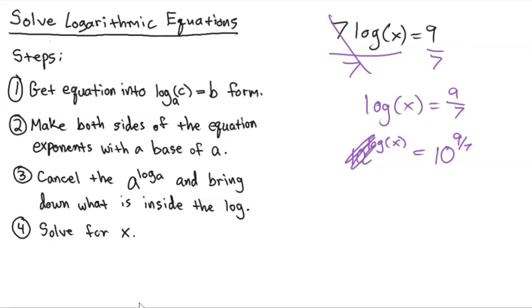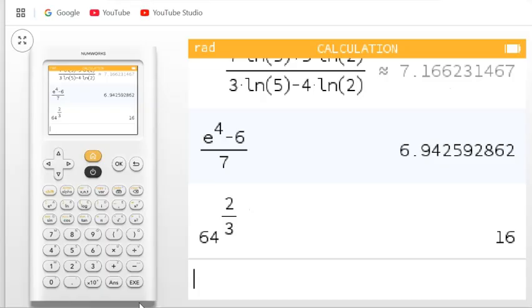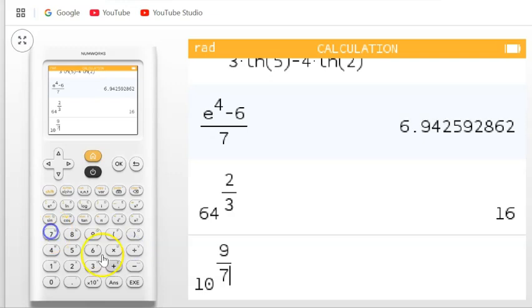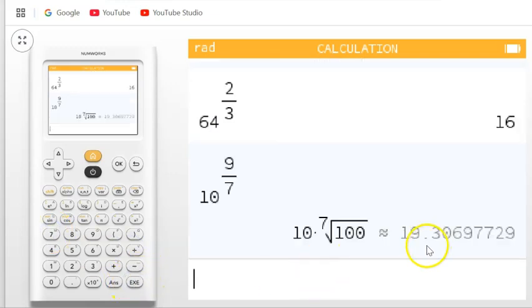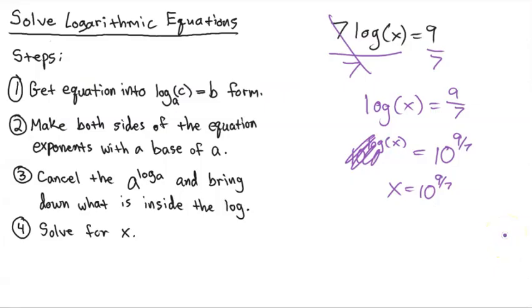We can cancel the 10 and the log, and we bring down the x, and we have x is equal to 10 to the power of 9 over 7. Maybe this wasn't that hard. So let's go ahead and type that in. We'll type in 10 to the power of 9 over 7 equals 19.307. So this is x is equal to 19.307. Okay? All right. Now let's try something a tiny bit more challenging.